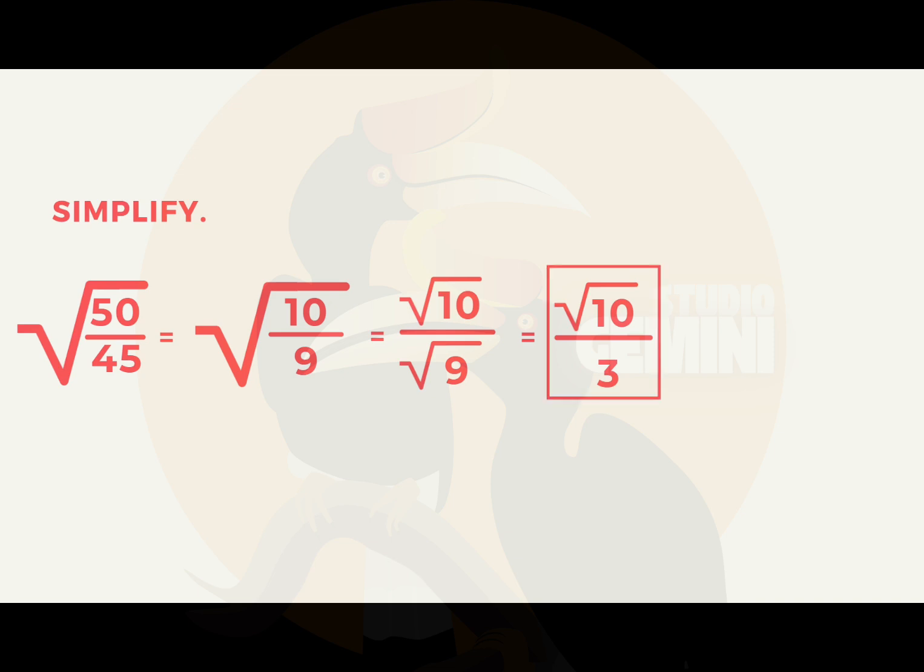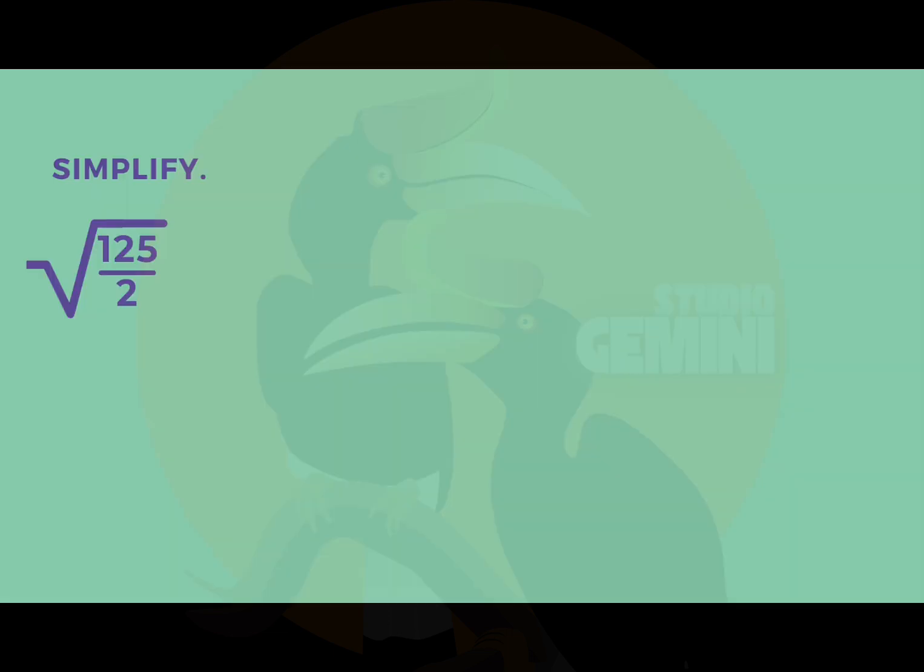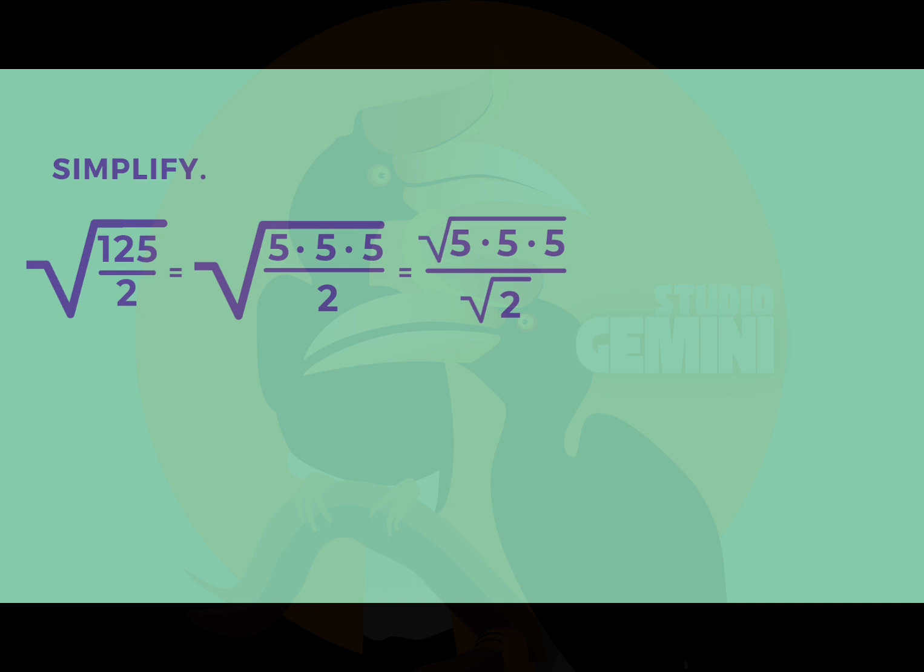Let's go through another example together. We want to simplify the square root of 125 over 2. 125 is a pretty big number. I'm not sure if it's a perfect square or if it has any perfect square factors. Well, one way to easily see this is to find the prime factorization of the number under the square root. 125 equals 5 times 5 times 5. Now we can apply the division property of square roots to get the square root of 5 times 5 times 5 all over the square root of 2.